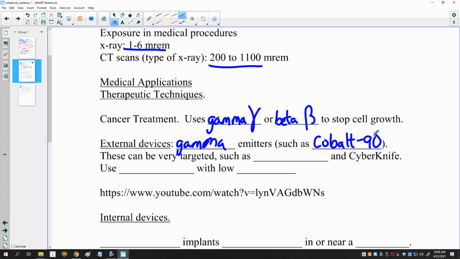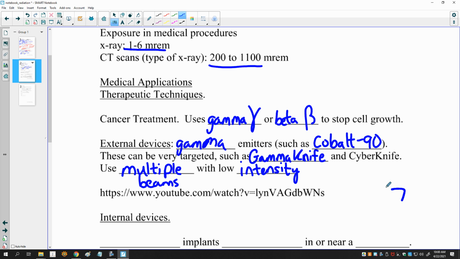These can be very targeted, the cobalt 90 for example, and such things as a gamma knife. These are like brand names of these devices, where they use multiple beams with low intensity. I have a video that I want you to watch about one of these. I forget which it is, gamma knife or cyber knife, but they operate similarly.